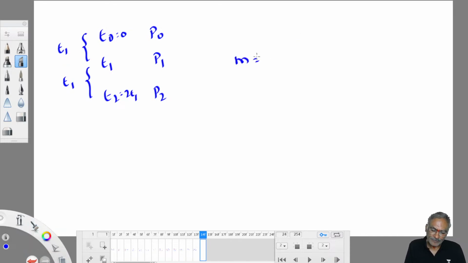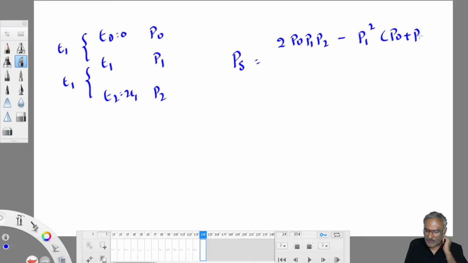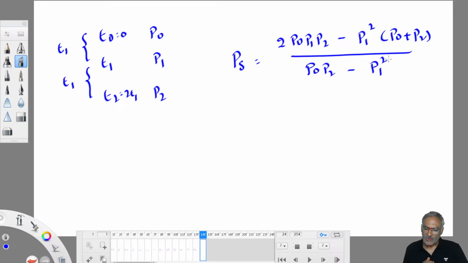We can evaluate those 3 constants. Saturation population we can find out. Population at saturation PS is equal to 2 times P naught P1 P2 minus P1 square into P naught plus P2, divided by P naught P2 minus P1 square. So using this equation you can find out.